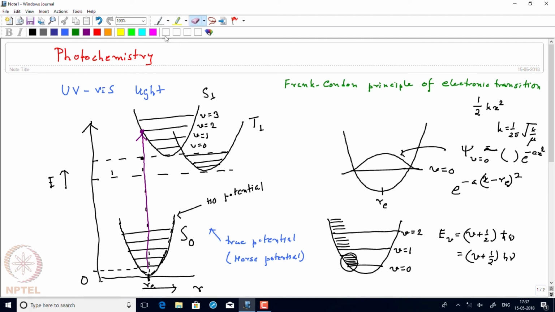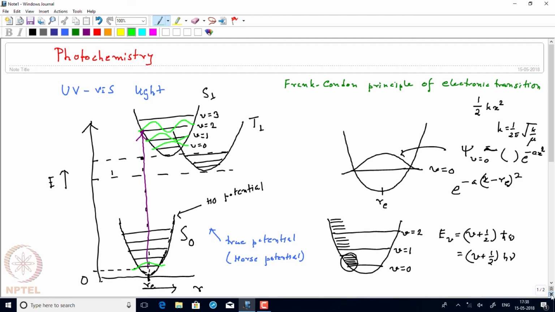As I said, the ground vibrational wave function, for a harmonic oscillator, will be a Gaussian. The excited vibration will look something like this, because it has a node. The third one will look something like this. So what is happening here is that when I am doing an electronic transition, since the upper potential well is shifted, I cannot have the 0-0 transition be the most predominant transition.